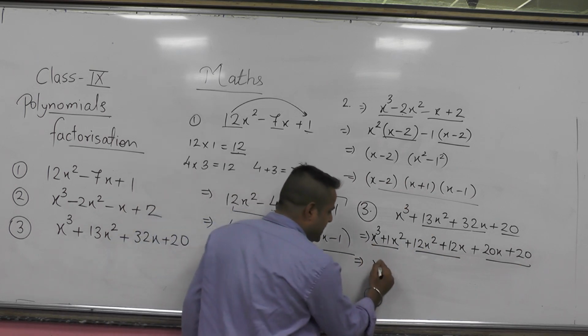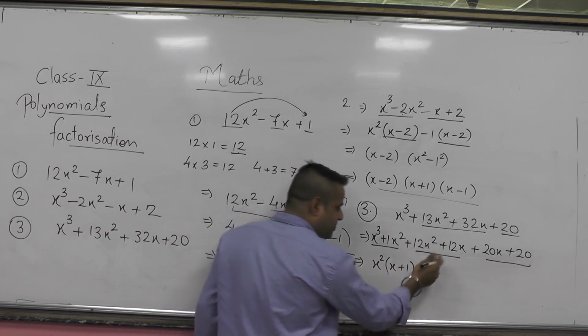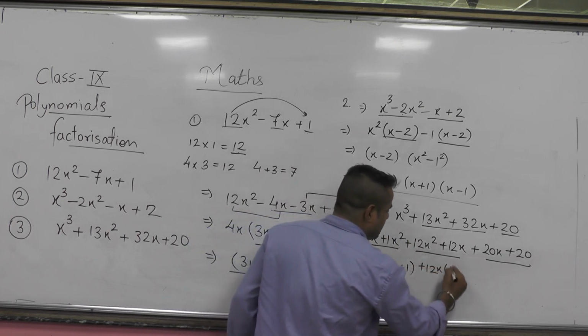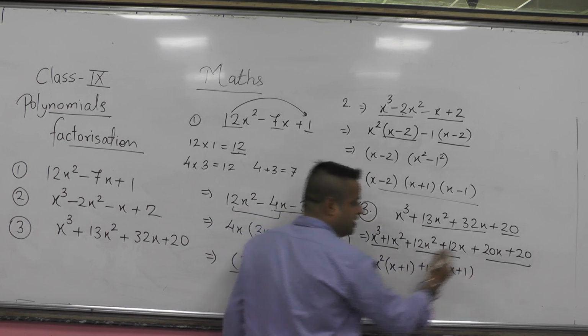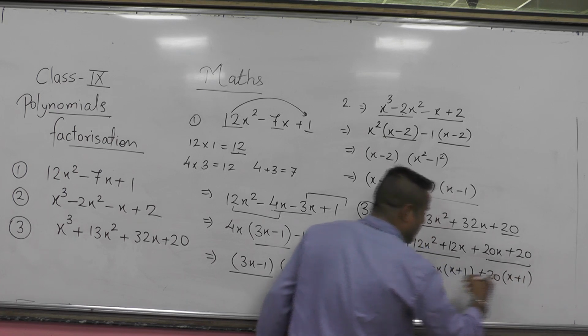From the first pair, we can take x square common. Here, x will remain and 1 will remain. In the second pair, we can take 12x as common, so that x will remain and 1 will remain. And in the last pair, we can take 20 common, so that x will remain and 1 will remain.